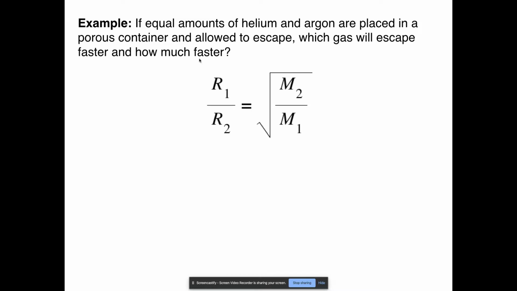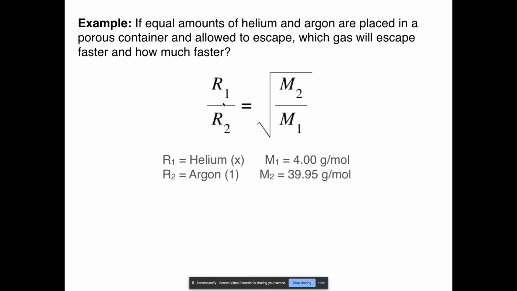But then how would we describe how much faster? Right? So this is where we need to use a little bit of logic. I'm going to say R1, the lighter gas, is going to be representative of helium. Argon, I'm just going to set that to 1, because remember, I know that helium is going to be faster because helium is lighter. So if I set argon to be 1, this will give me the multiplicative of how fast it will be. And so again, molar mass of helium is 4. Molar mass of argon is 39.95.